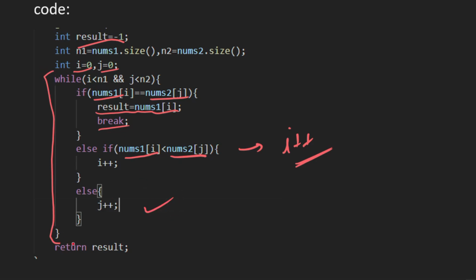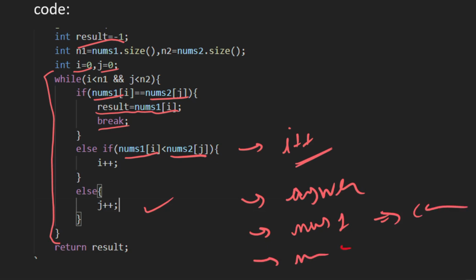Once the loop is over, the loop can end in three ways: either we get an answer, or the nums1 array is completed, or the nums2 array is completed and we do not get any answer. In that case our result will be -1, and that will be returned.